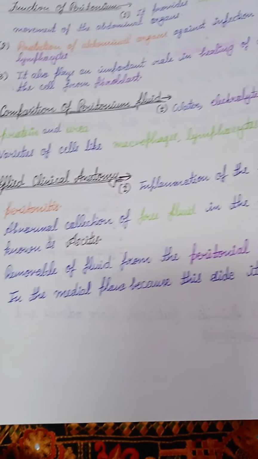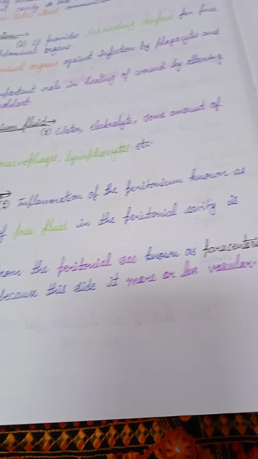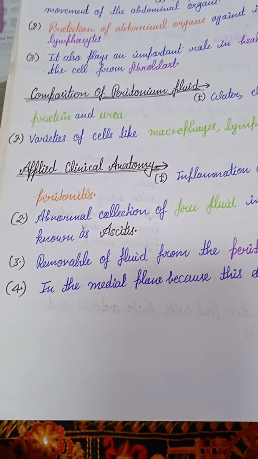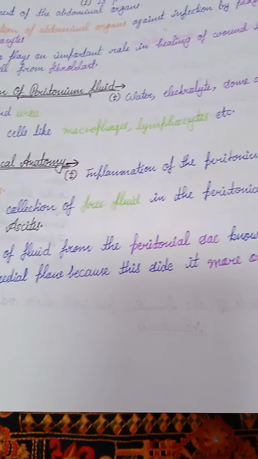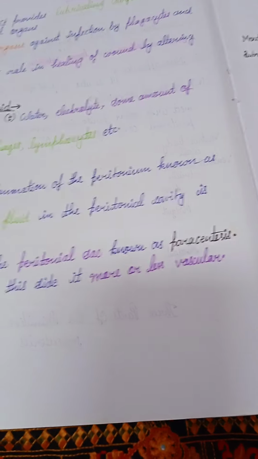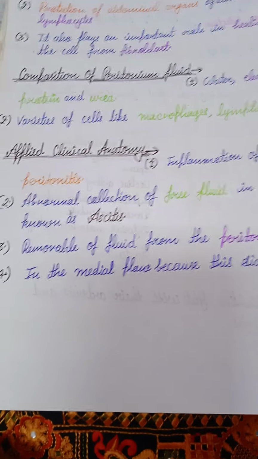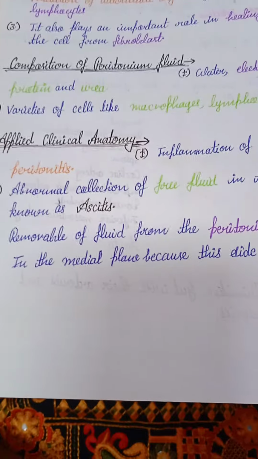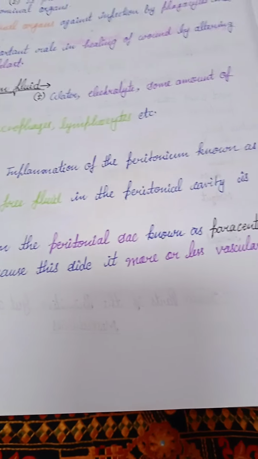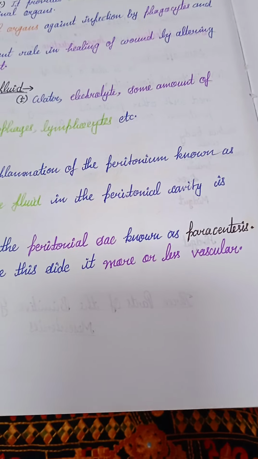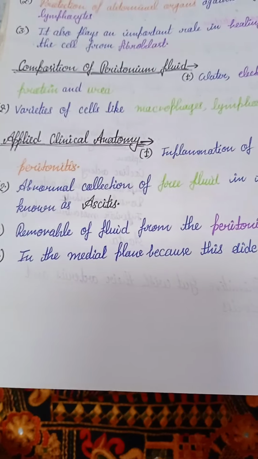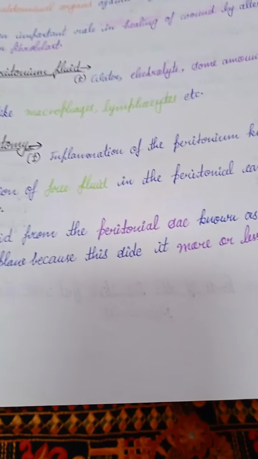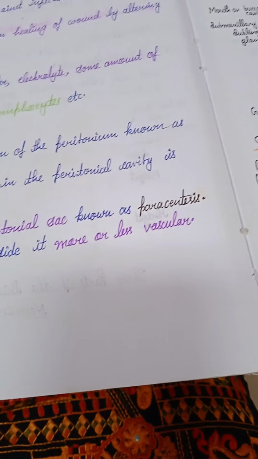Applied clinical anatomy. Inflammation of the peritoneum is known as peritonitis. Abnormal collection of free fluid in the peritoneal cavity is known as ascites. Removal of fluid from the peritoneal cavity is known as paracentesis. Paracentesis is done in the medial plane, because this side is more or less vascular.